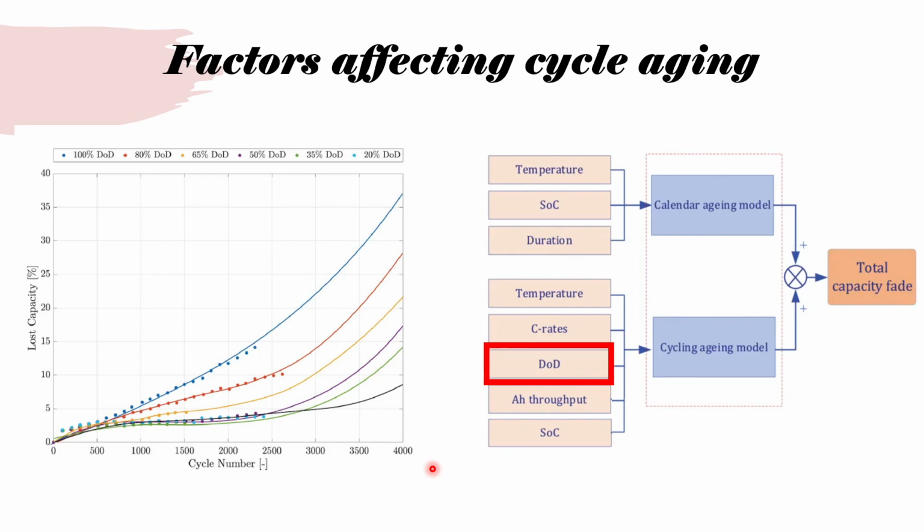Depth of discharge, DOD, is the difference between the initial and the final SoC when you're discharging your cell during a cycle. So we can clearly see higher the DOD, higher is the degradation. So for instance, if you are discharging your cell from 100 SoC to 0 SoC, it's known as 100 DOD. 90 to 10 is 80 DOD, and so on. So 20 DOD has the lowest degradation, followed by 35, 50, 65, 80, and 100.